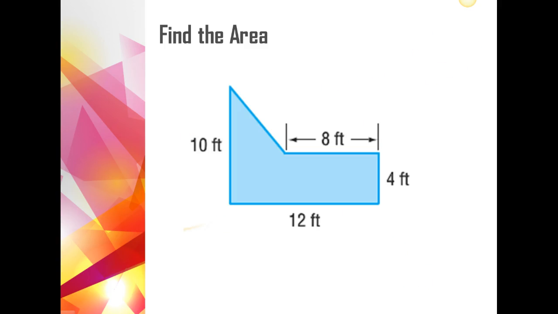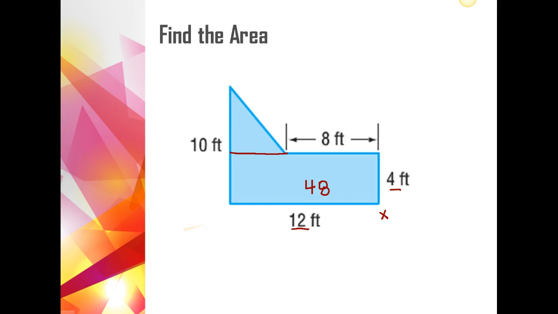We'll look at 3 different ways to approach this problem. Let's first solve by dividing this into a rectangle and a triangle by drawing a line here. We can calculate the area of the rectangle by multiplying its base of 12 times its height of 4 for an area of 48 feet squared.